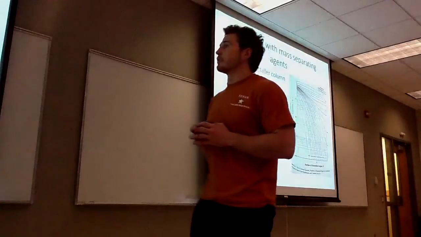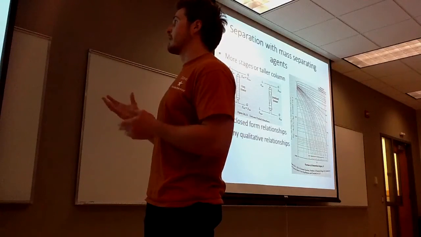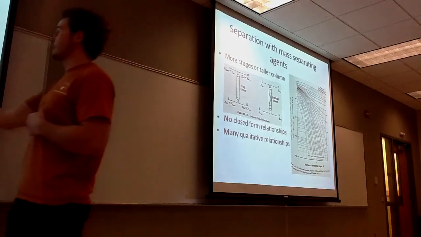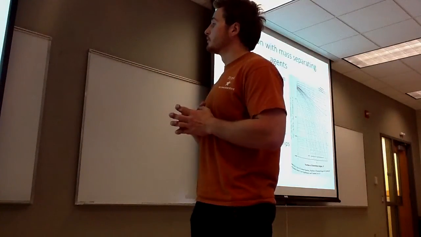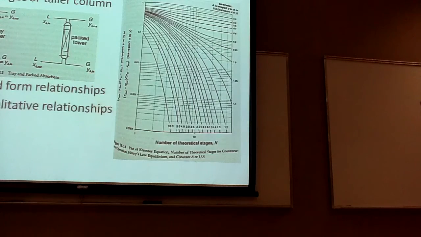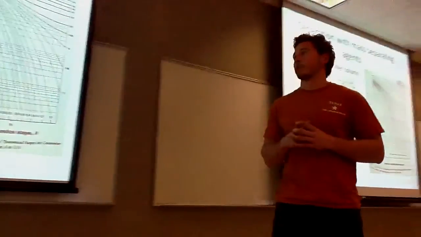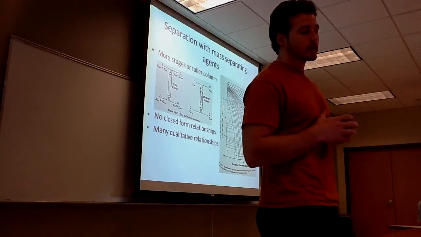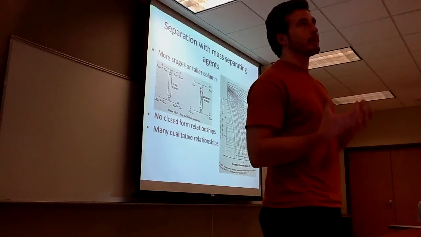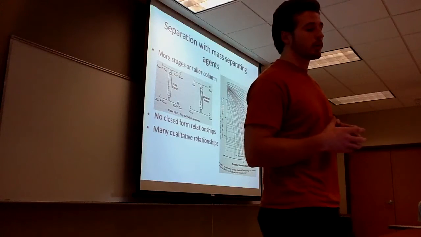On the right here, you've got a qualitative relationship displayed in a graph. The equations you can see better in the book, but the equation on the y-axis determines what you're trying to find. When you have your parameters, you look on the different lines and find how well it's going to separate given your different column qualities. There are no closed-form relationships when dealing with columns like this, so you're not going to be able to find an equation that perfectly describes your system. You're going to have to go with the qualitative relationships.